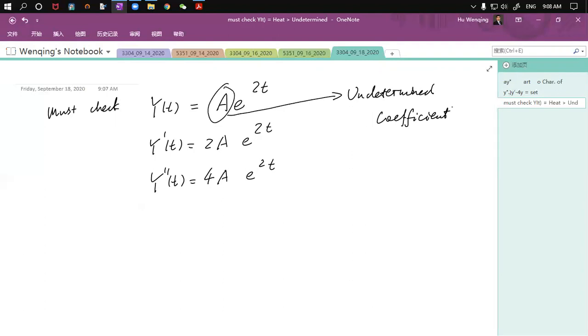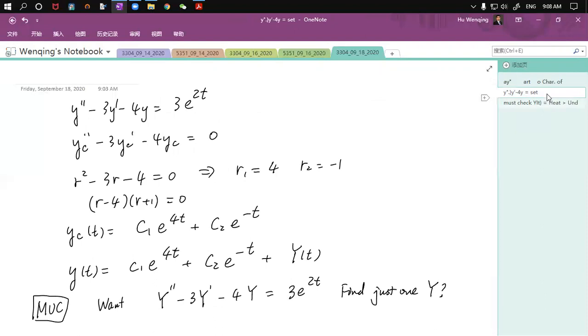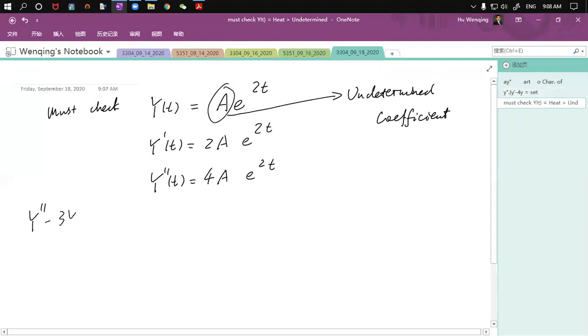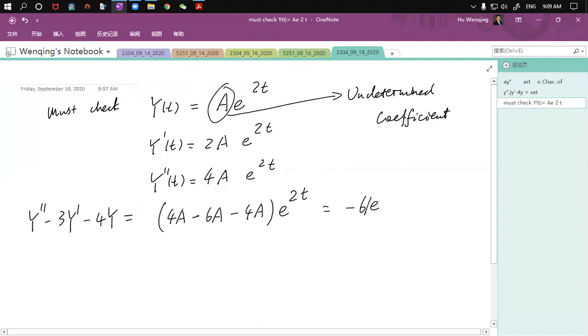So as long as you have this, you know that capital Y is a solution. So capital Y double prime minus 3 times Y prime minus 4 times Y: from this calculation, this is 4 times a, minus 3 times Y prime is minus 6 times a, and minus 4 times a is the 4 times Y. And then it's going to have e to the power of 2t. So this is going to be minus 6a e to the power of 2t, which is equal to what? It's equal to 3 e to the power of 2t. So that means a is equal to minus 1/2.